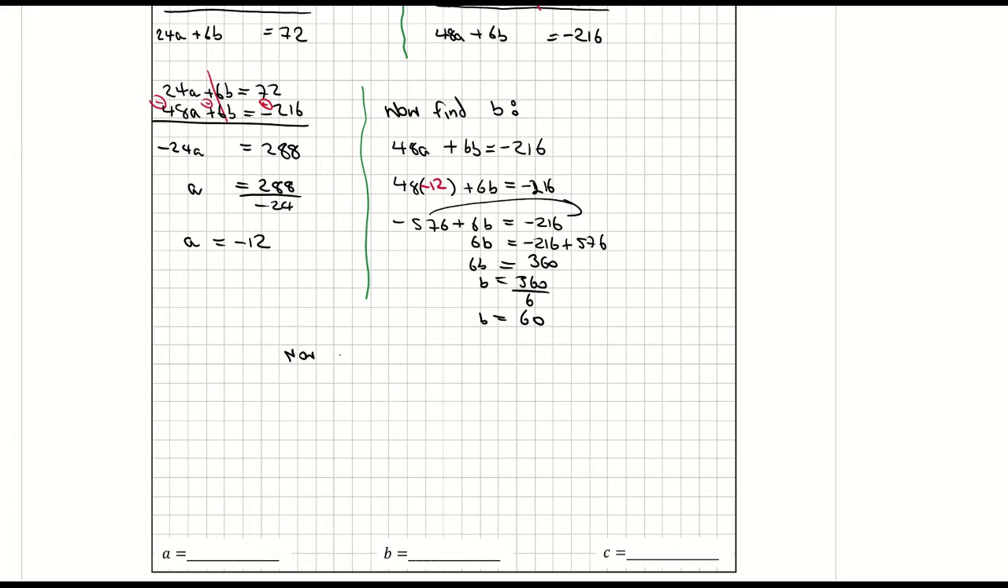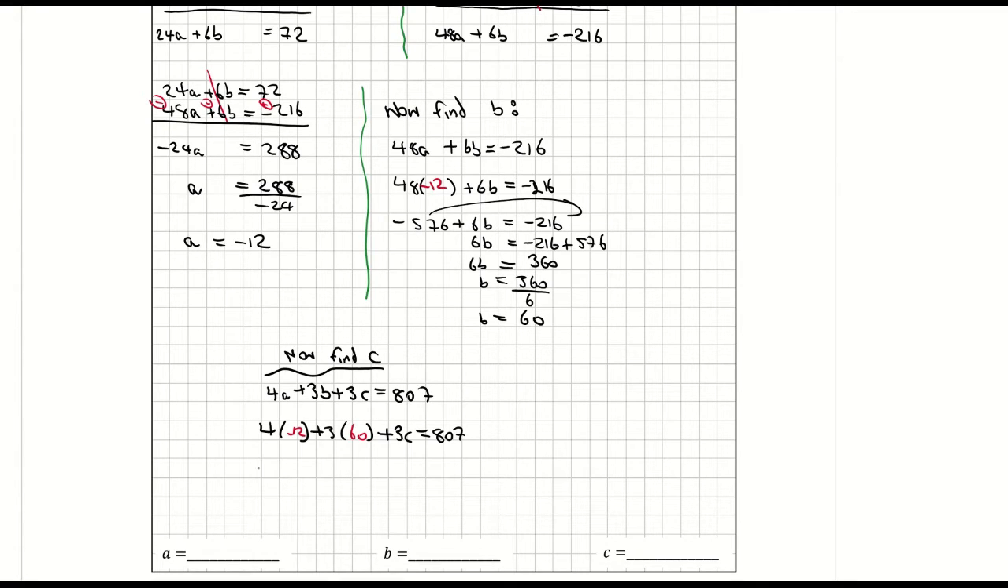So now find c. I'm taking the equation 4a plus 3b plus 3c is equal to 807. I'm going to sub in my value for a and my value for b, and I need to solve for c. A was minus 12. B was 60.